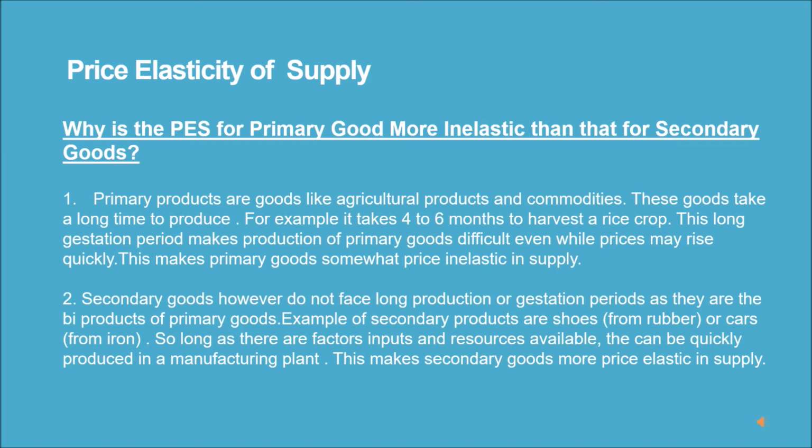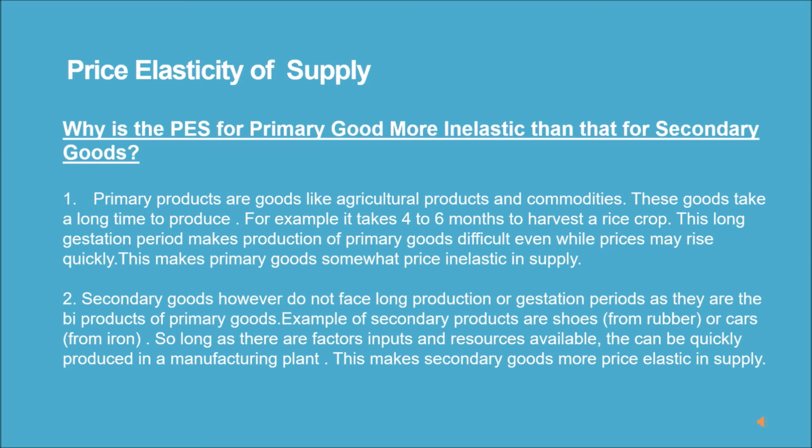Why is the PES for primary goods more inelastic than that for secondary goods? 1. Primary products are goods like agricultural products and commodities. These goods take a long time to produce. For example, it takes 4 to 6 months to harvest a rice crop. This long gestation period makes production of primary goods difficult even while prices may rise quickly. This makes primary goods somewhat price inelastic in supply.